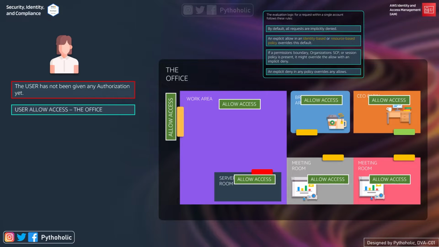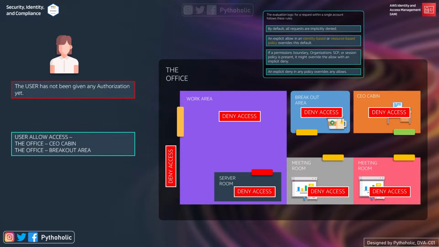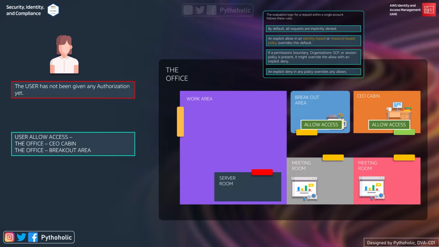Now let's add another policy. User deny access the office. So this policy has an explicit deny. It will deny all access to the office like this. Now let's remove these 2 policies and add a new policy. Now this policy has a custom access to the user for the CEO cabin and the breakout area. Now you can see the user has access to only the CEO cabin and breakout area, because it has an explicit allow for only the CEO cabin and the breakout area.